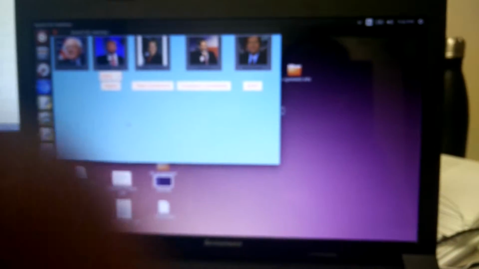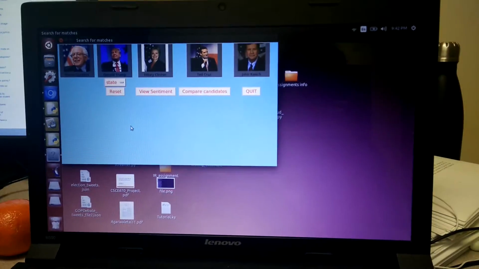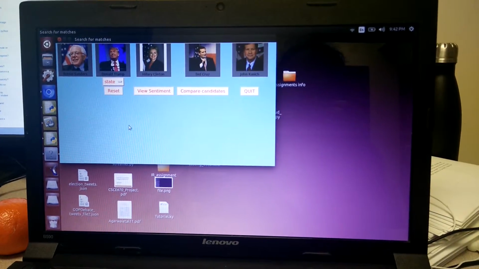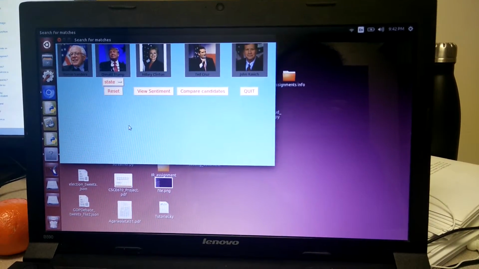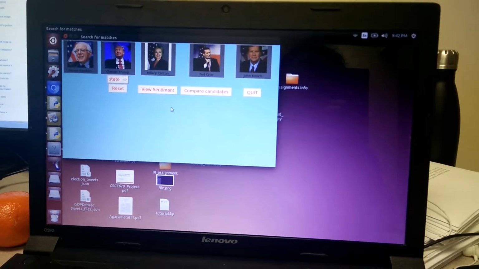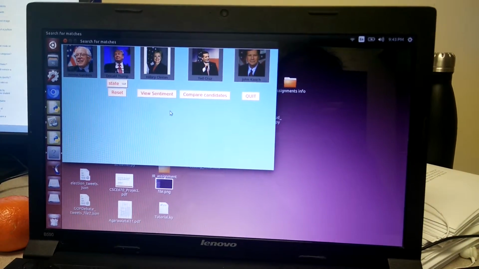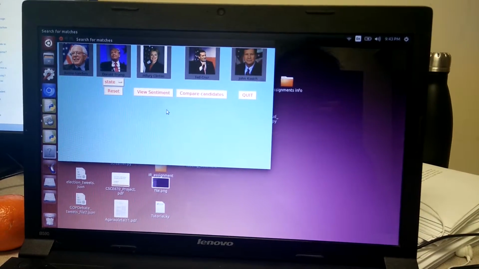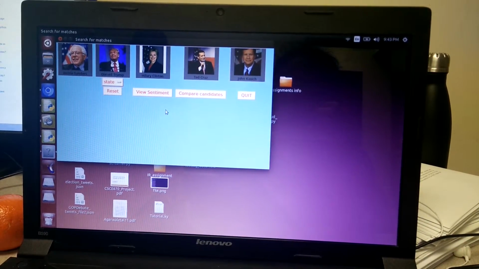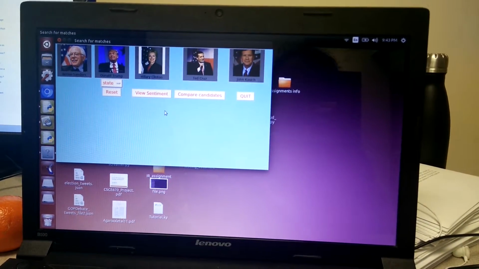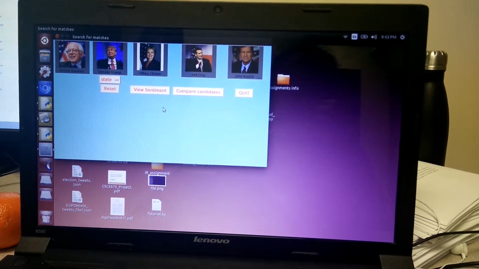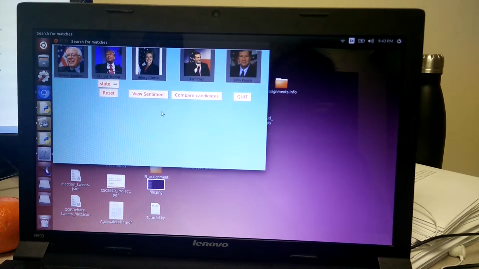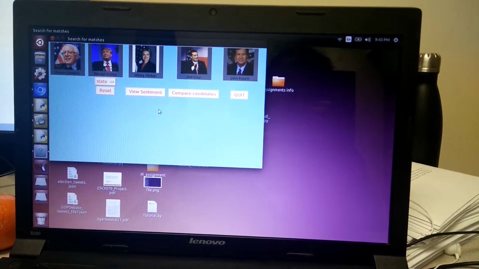Hi, this is the demo for our application for our information retrieval project. This is our home page, and we have developed an app for predicting the sentiment towards the presidential candidates for the 2016 elections. We basically used Twitter data for this. We analyzed the tweets and tried to find the sentiment towards each of the candidates. We used a naive Bayes classifier, and the data was collected over a period of 10 days.